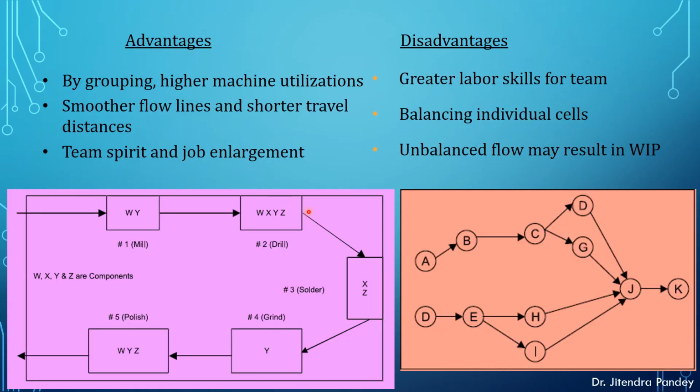It has advantages like higher machine utilization, smoother flow lines and shorter travel distance. It increases team spirit and job enlargement. It has an opportunity to expand the job. Its disadvantages are that it requires labor skill for the whole team, not the individual, and it requires balancing the individual cells. This is called one cell or one group. Unbalanced flow may result in high work in process inventory.